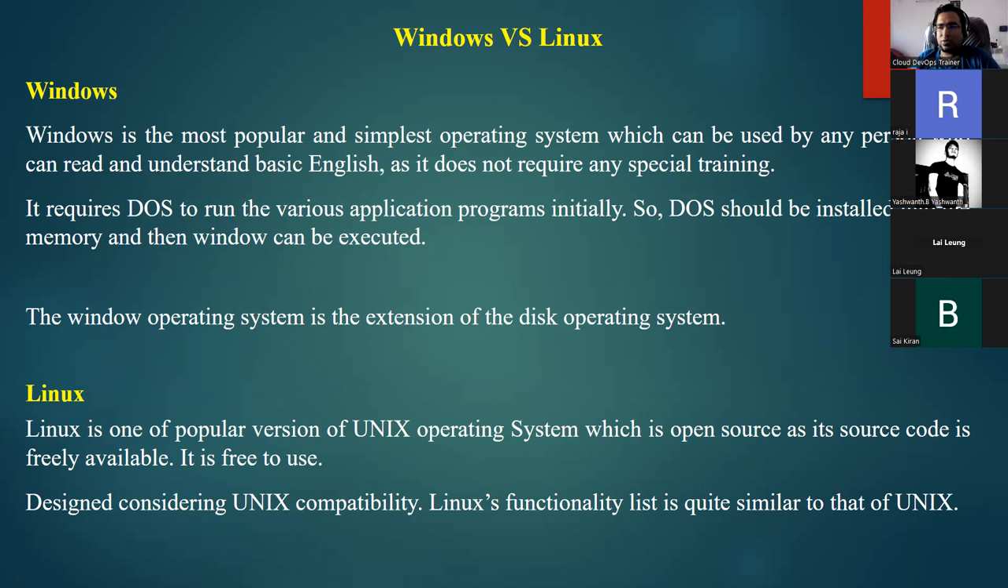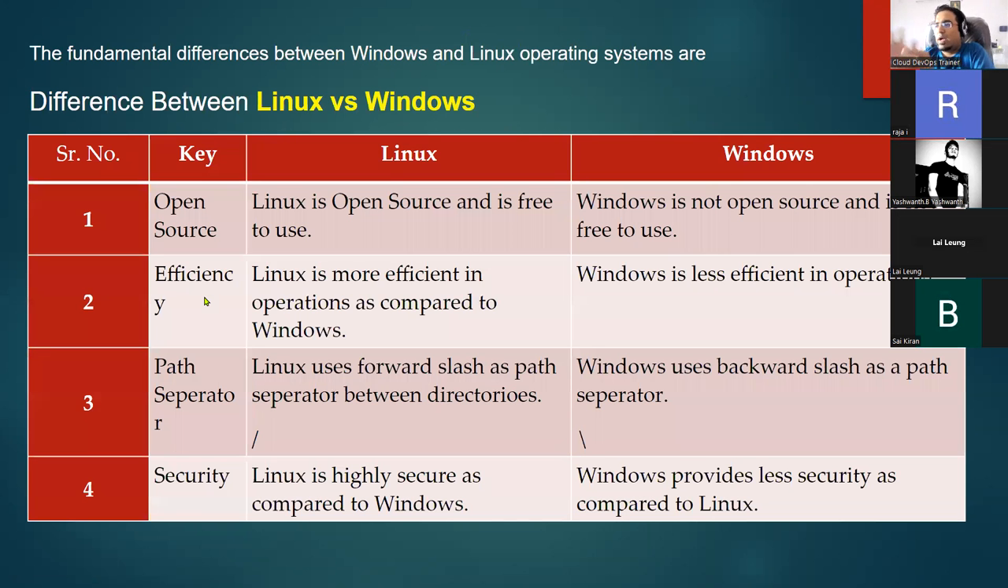Okay, cool, good. Now I want to compare Linux and Windows. Linux is open source, freely available. Windows is not open source, not free to use. If you are using a pirated version and saying it's free, no, Windows is not free. You must purchase a license. Linux is the most efficient operating system as compared to Windows. Most efficient means pricing-wise it will be less, performance-wise it will be good, meaning you need very few resources to use it on Linux.